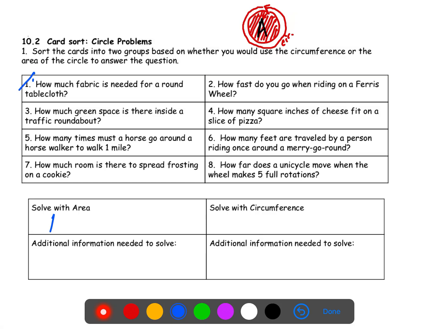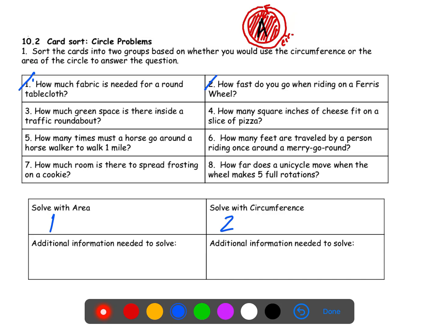All right, number 2, how fast do you go when riding on a Ferris wheel? Well, we would need to think about this as a rotating wheel, kind of like a bike wheel, and we had several questions like that. How far are you traveling with each rotation? In that, we were finding the circumference. So that would be an example for circumference.